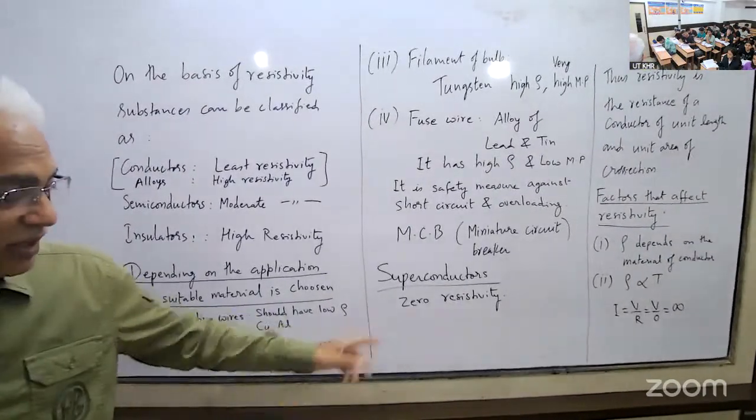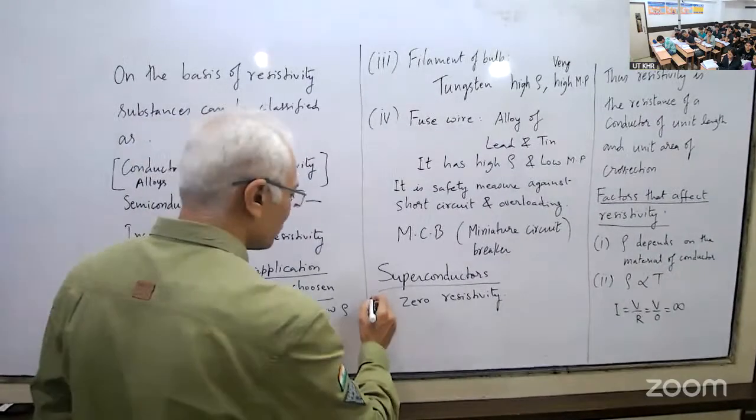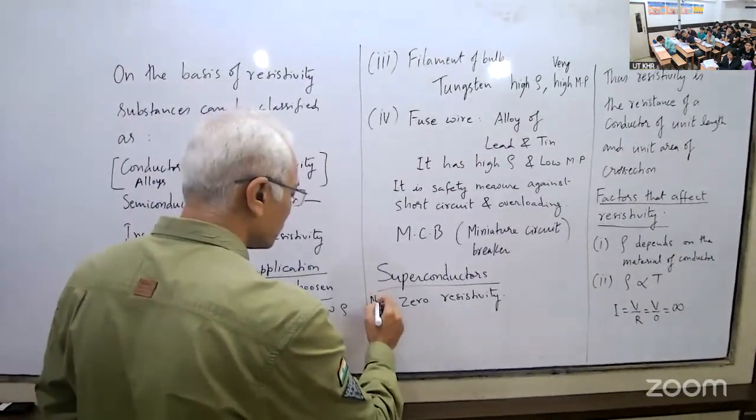So 0 will be like ideal. Okay, you say almost 0. Okay, near 0.